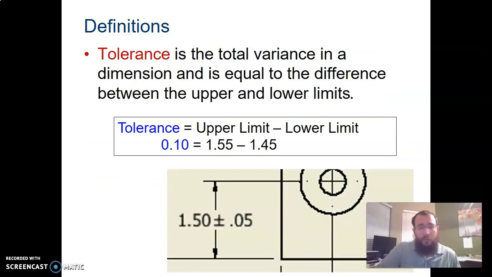So ultimately, what the tolerance ends up being is you take the upper limit and the lower limit. The upper limit being 1.55, lower limit being 1.45. If we subtract those, that would be 1/10 of an inch, or 0.10. So the tolerance is 0.10. Tolerance is the total variance in a dimension. So the tolerance isn't 0.05 or plus or minus 0.05. The tolerance is actually 0.10, 1/10 of an inch.